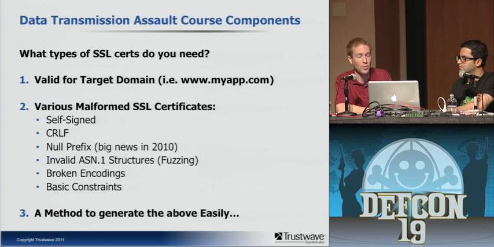Invalid ASN1 structures, where you can write fuzzers, where you can say, I want to have various broken loops and misnested forms inside my ASN1 structures. And then broken encodings in general, where you can push UTF-8 into BMP strings and things of that, because ASN1 has type identifiers, so you can play around with that.